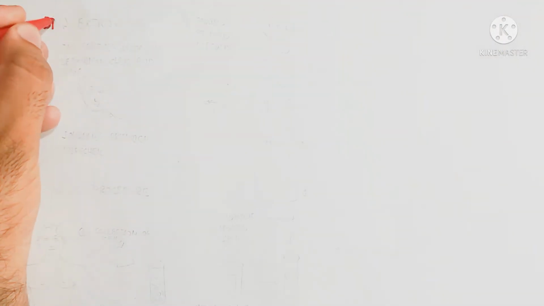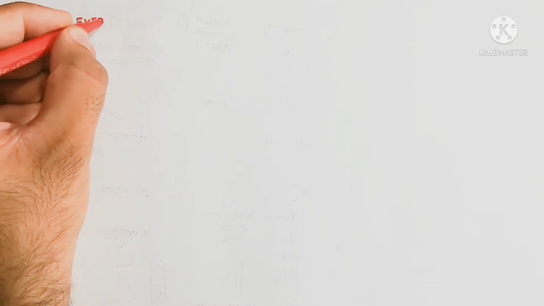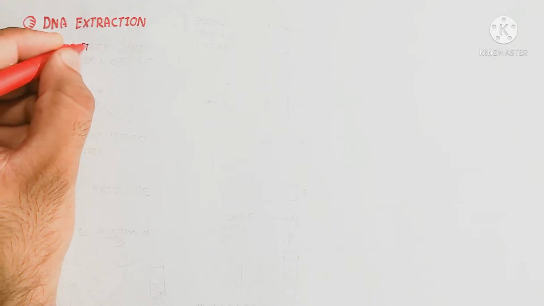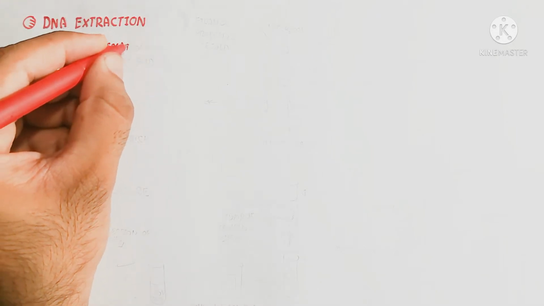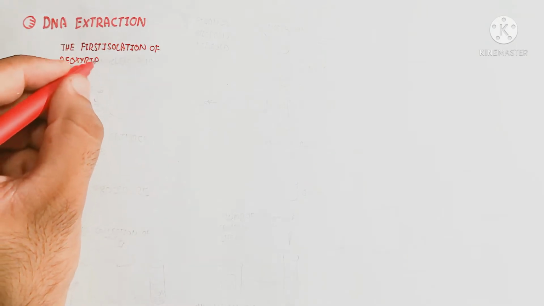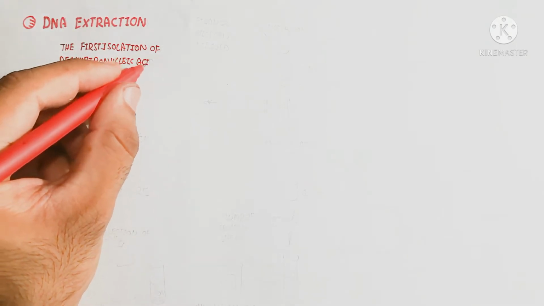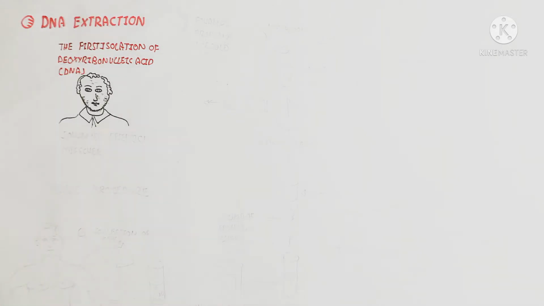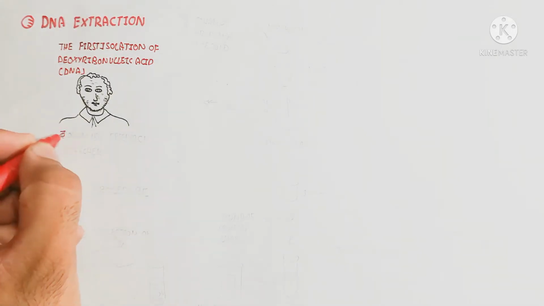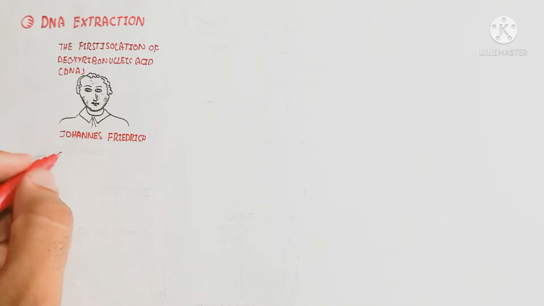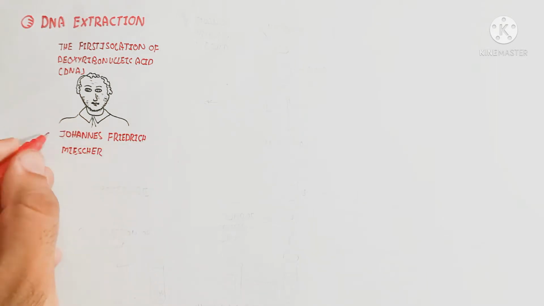So today we will discuss DNA extraction. The first isolation of deoxyribonucleic acid, or DNA, was by Johann Friedrich Miescher, the scientist who first extracted the DNA, not identified but extracted it. That is how it got the name deoxyribonucleic acid.